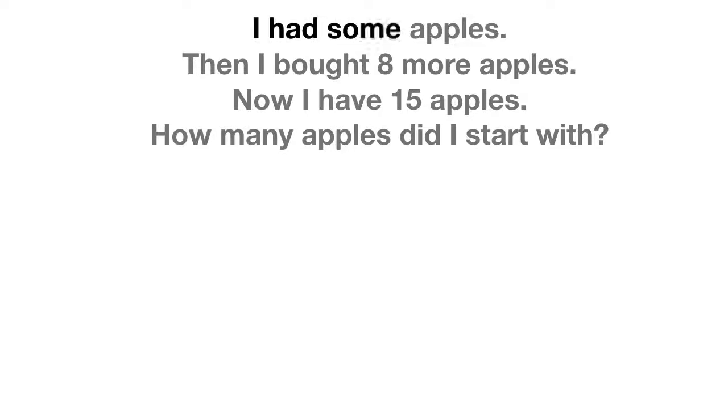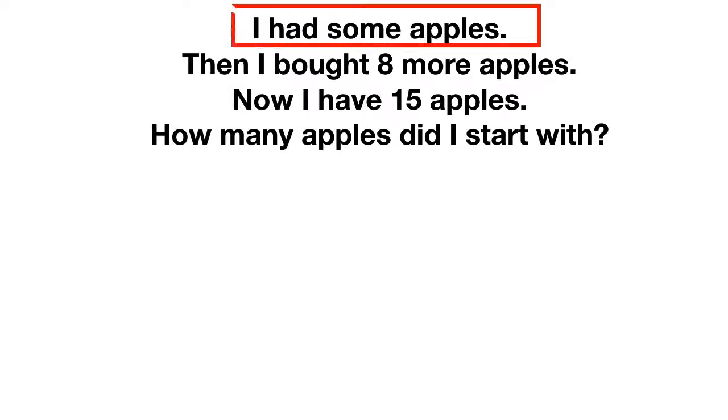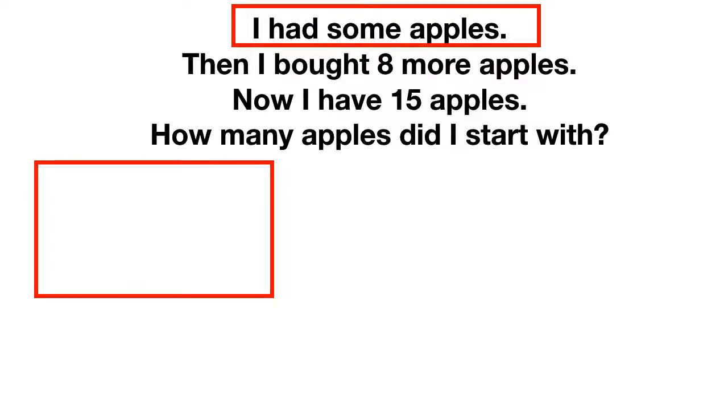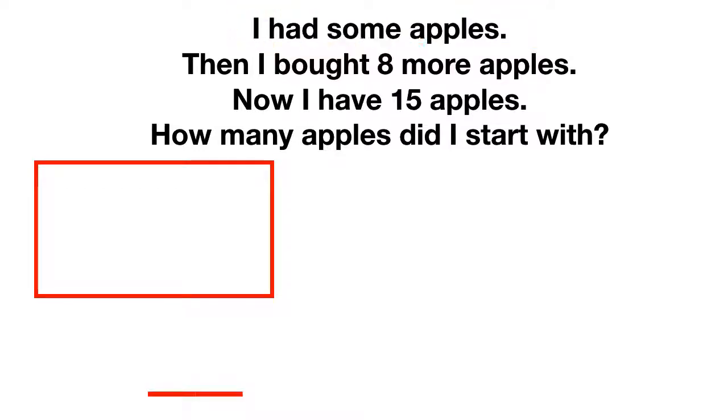Now let's do one together. I had some apples. Then I bought 8 more apples. Now I have 15 apples. So how many apples did I start with? Well, do I know how many apples I start with? No, the problem says I have some apples, but we don't know the exact amount. We know there's a mystery amount of apples, so we'll start our number sentence with a blank.